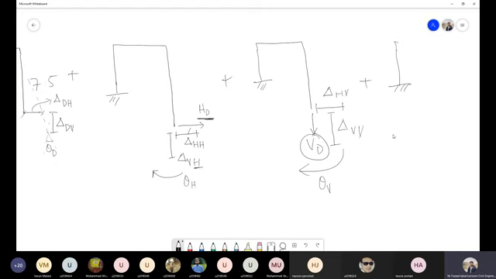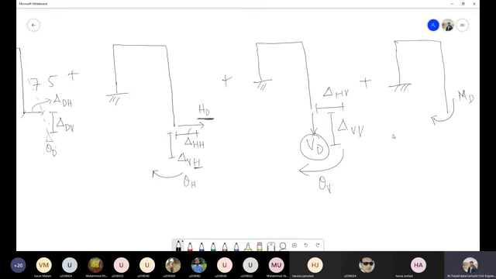And in the third case, we will apply this particular moment, which we can call theta D. That theta D, we have already used that term. We can call this MD, or moment at point D.